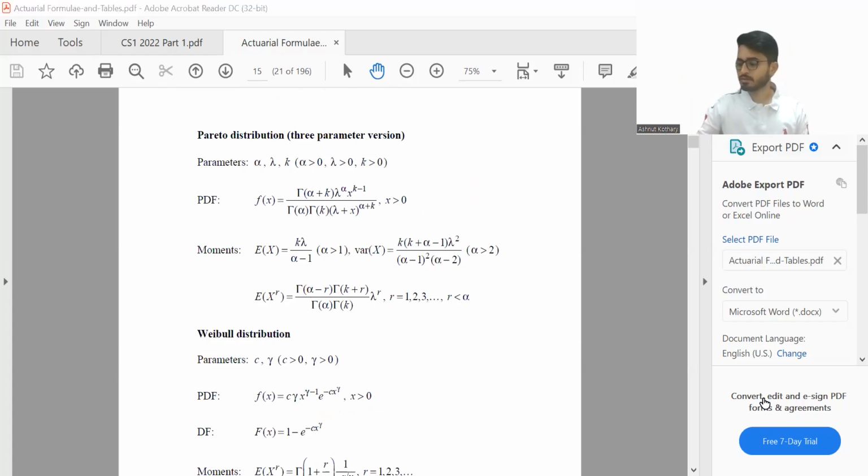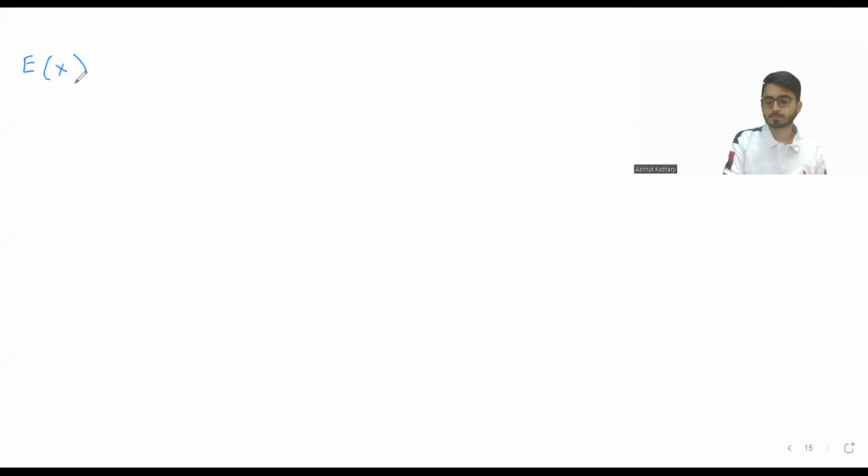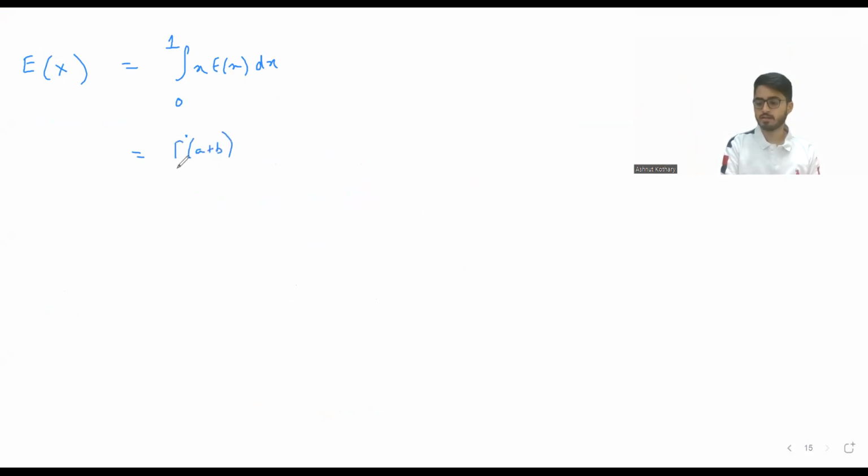Coming back to the derivation part, expectation of X, this will be integral x f(x) dx, limits being from 0 to 1. So I can take this outside, and inside if you will notice, I initially had x to the power a minus 1, which becomes x to the power a, which I can write in this form.